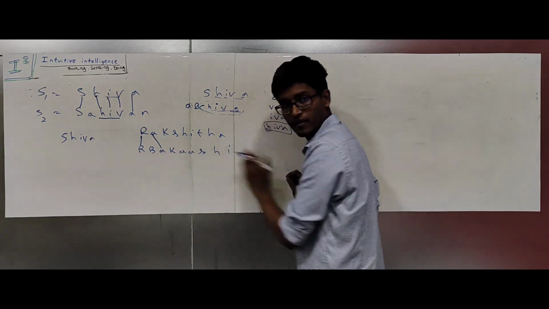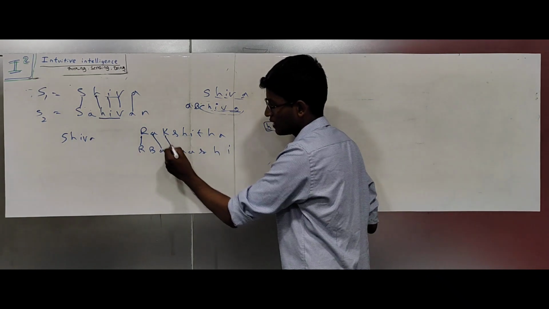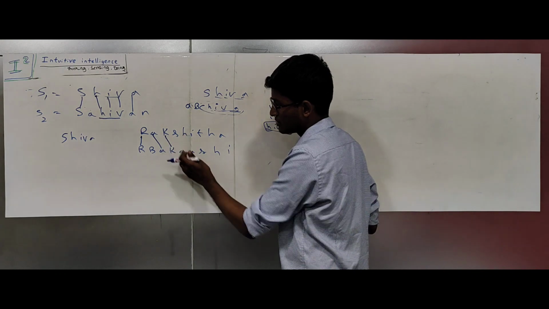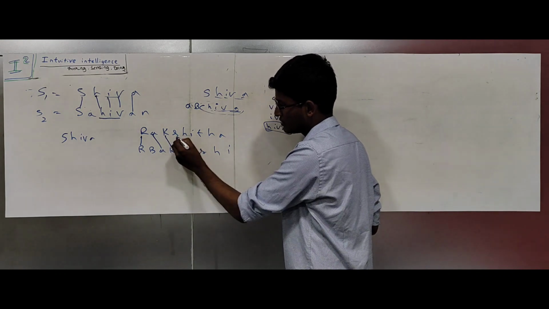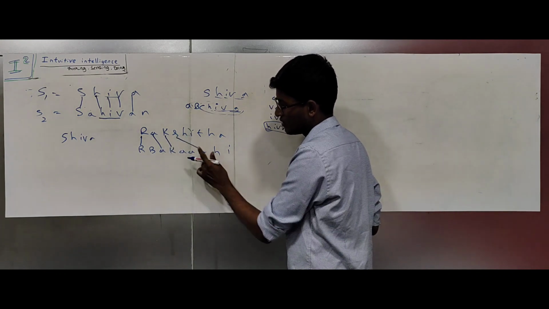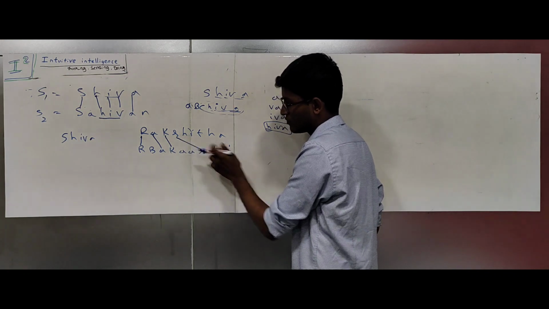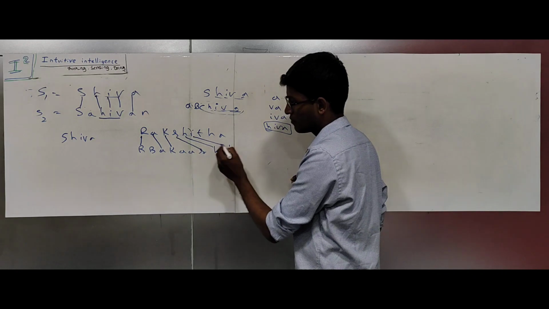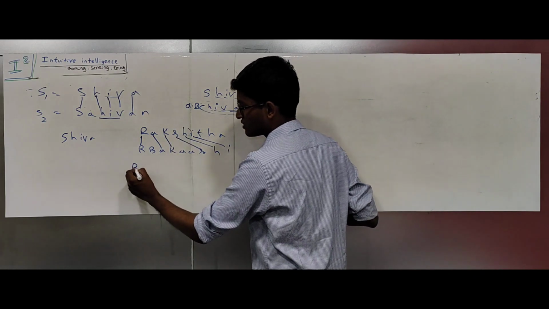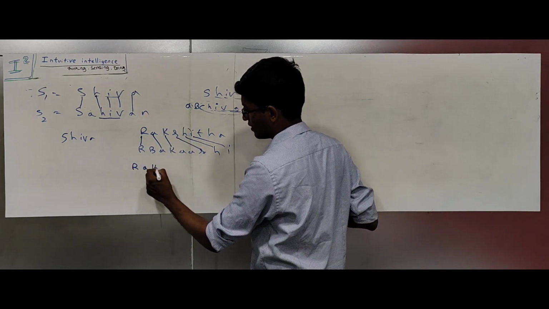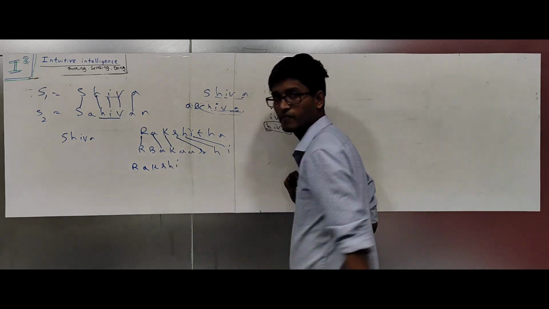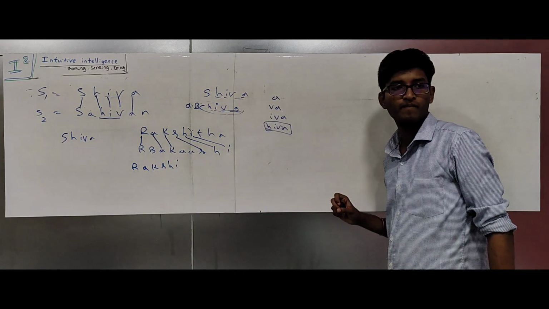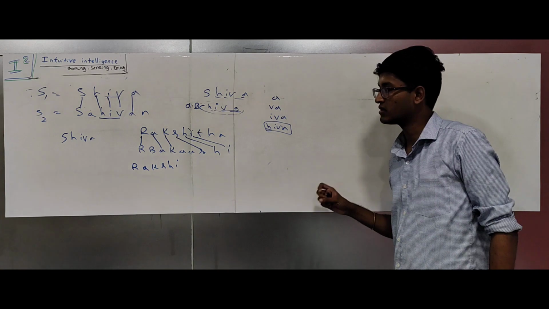I will not go back. I will always move forward. So K and K matched. Then A here did not match. S and S matched here. Next H. I cannot go backwards, again forward. H matched, and then I matched. So what is the common subsequence? RAKSH.